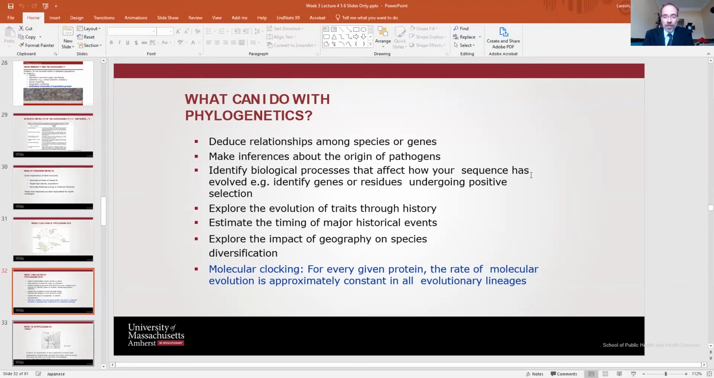Explore evolution, estimate the timing of major historical events, estimate the impact of geography on species. Is there, like with HIV, this was a question, were there sort of different regional variants of HIV?